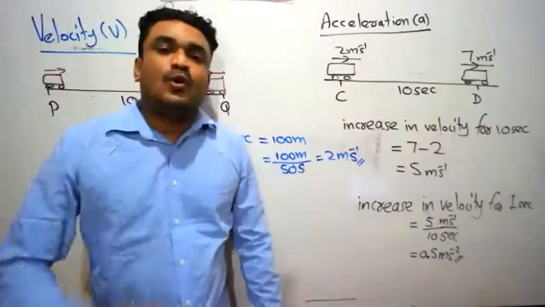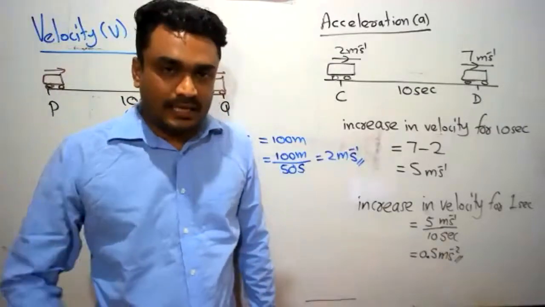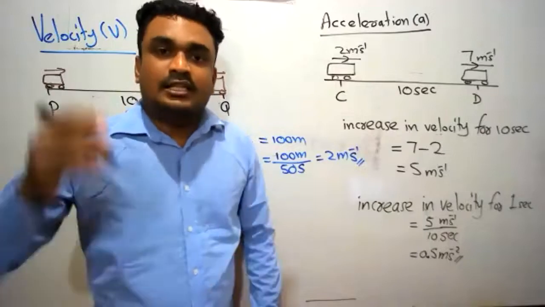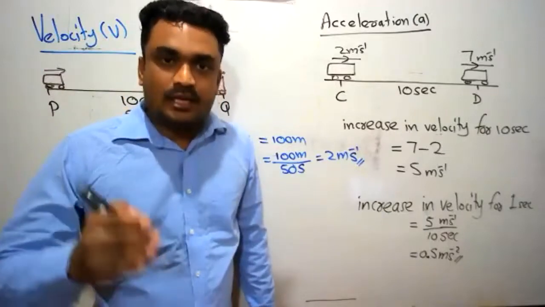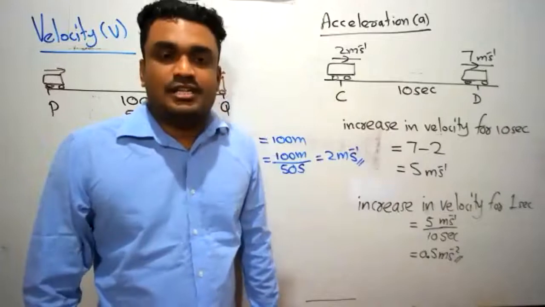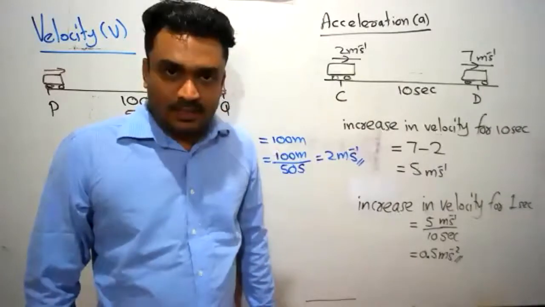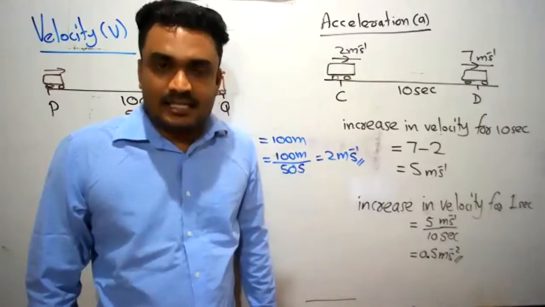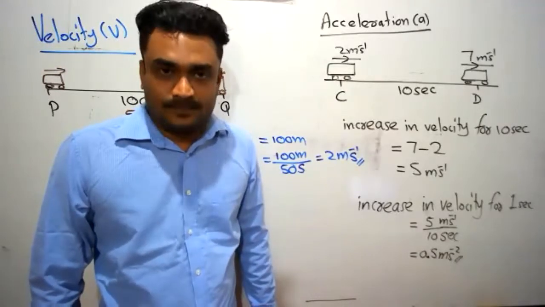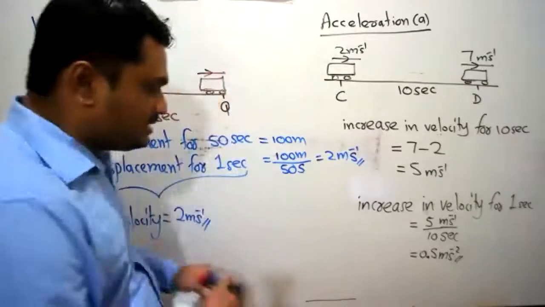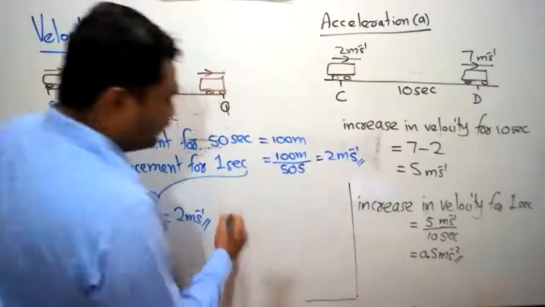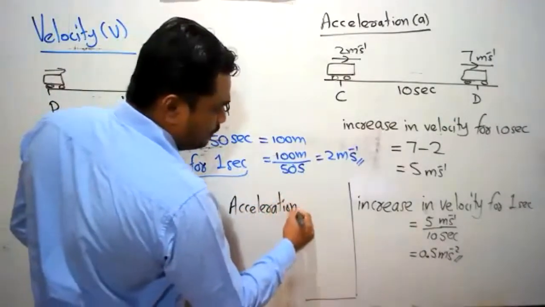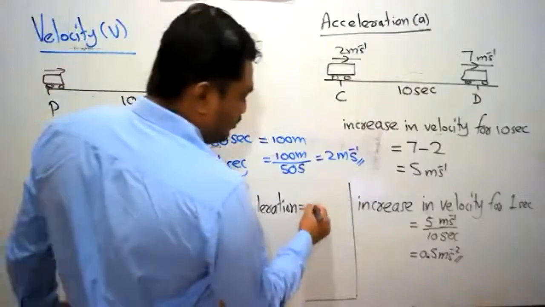Increase in velocity for 1 second, listen to me carefully, is said to be the change in velocity per unit time. The change in velocity per unit time is defined as the rate of change of velocity. The rate of change of velocity is said to be the acceleration. So finally, we say that the acceleration of the motion is 0.5.